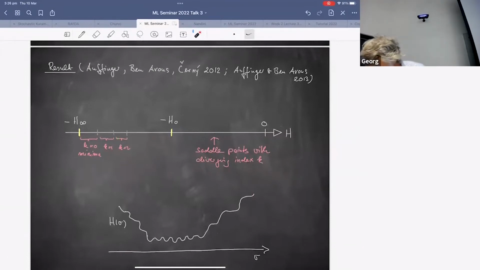So there was a series of papers by Auffinger, Ben Arous, Černý, and then Auffinger and Ben Arous. They studied the energy landscape of this spherical p-spin model. And they found the following. They found that all the minima, so if this is the Hamiltonian here.